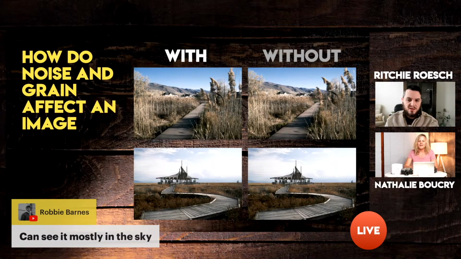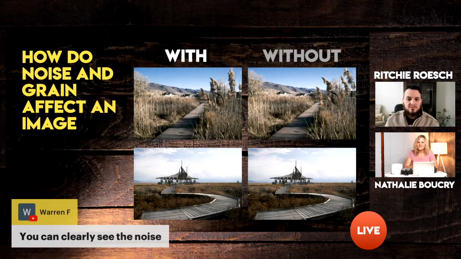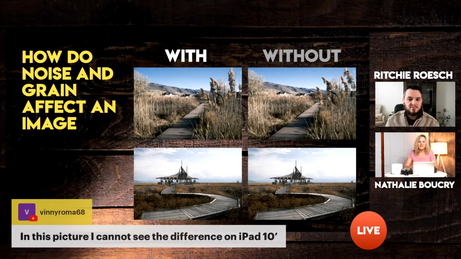Oh yeah, and I think Robbie's comment here is very much right: you see it mostly in the sky or in an area where it's kind of the same tone, an even tone across, that's where you'll mostly see both noise and grain. Correct. Yes. So it's great that you can all see that, and it's great that you're also letting us know, so it's working for us and for you.